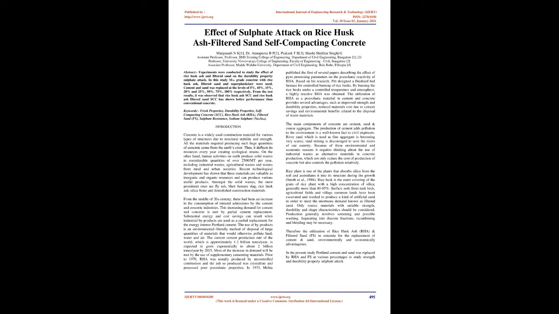Keywords: fresh properties, durability properties, self-compacting concrete, SCC, rice husk ash, RHA, filtered sand, FS, sulfate resistance, sodium sulfate, Na2SO4.